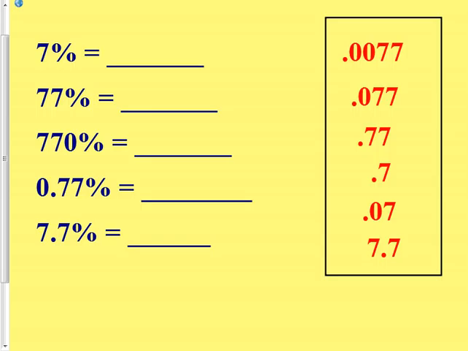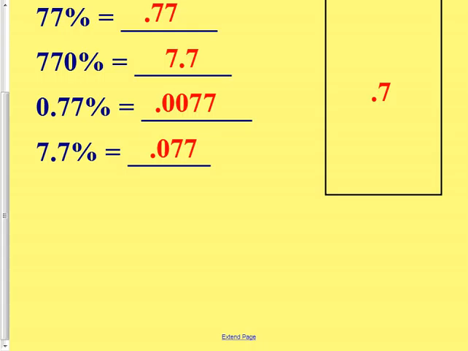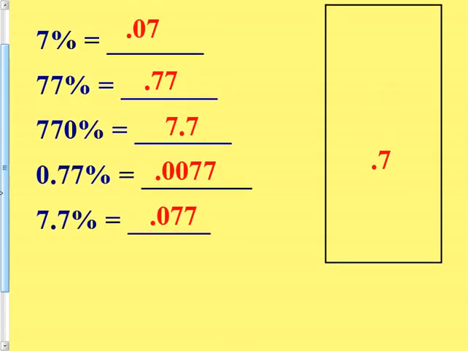All right, now that you've tried it, let's see if you were correct. Here are what your answers should be. And again, notice each time what you did is you moved your decimal 2 places to the left. And remember, whole numbers do have decimals in them. They're just all the way on the right-hand side.